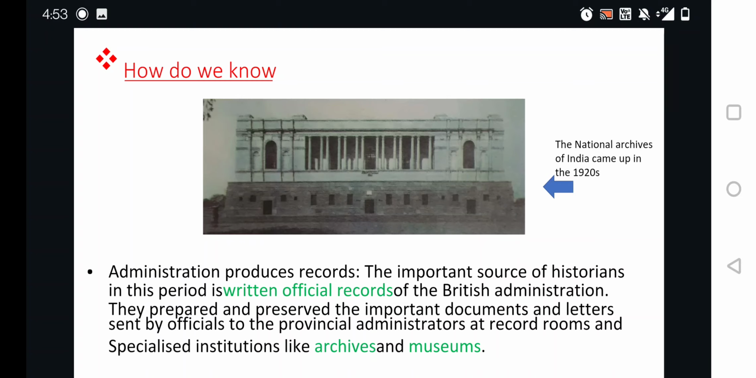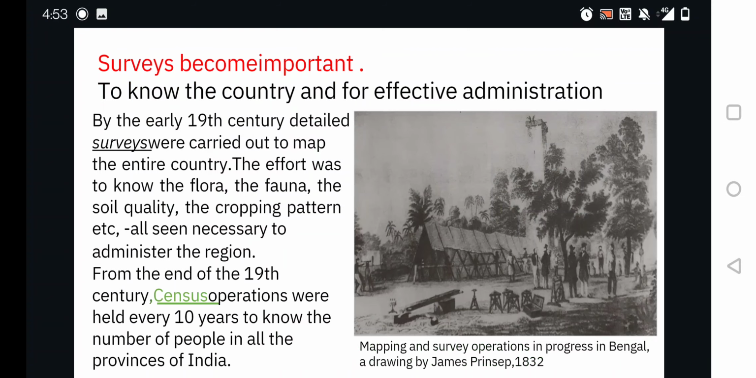The purchases they used to do in trading, they used to keep the receipts, right, they used to keep them safe. Specialized institutions, and where did they keep them? In the record rooms or in institutions like archives or museums. So all the old types of manuscripts were preserved in the museum. Then there were some other books and literature which they found. They started keeping them safe in these buildings.